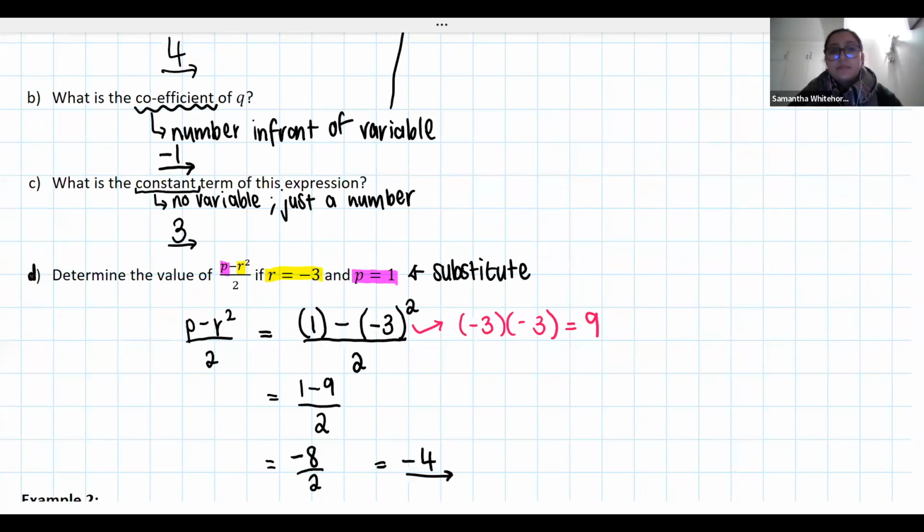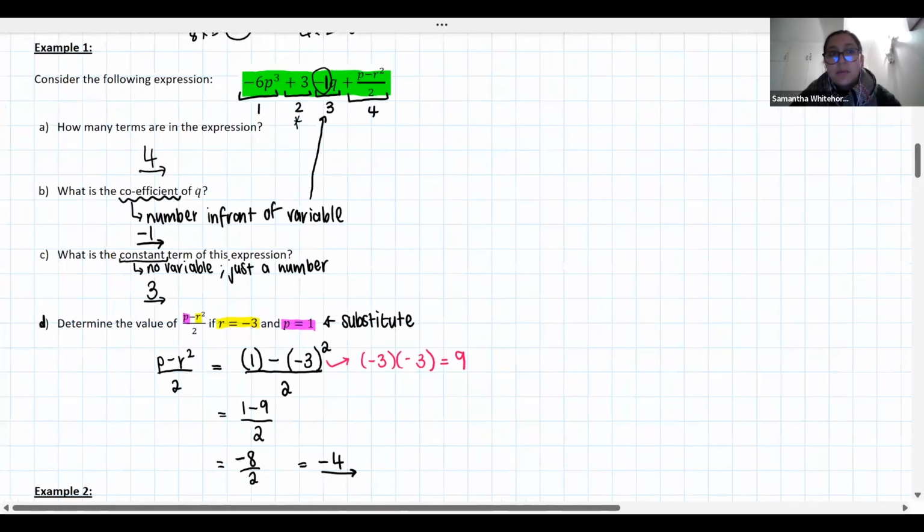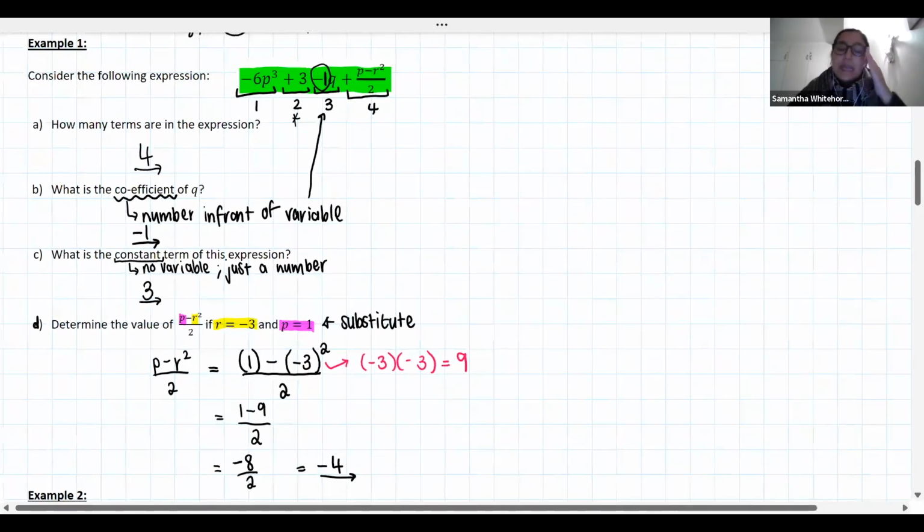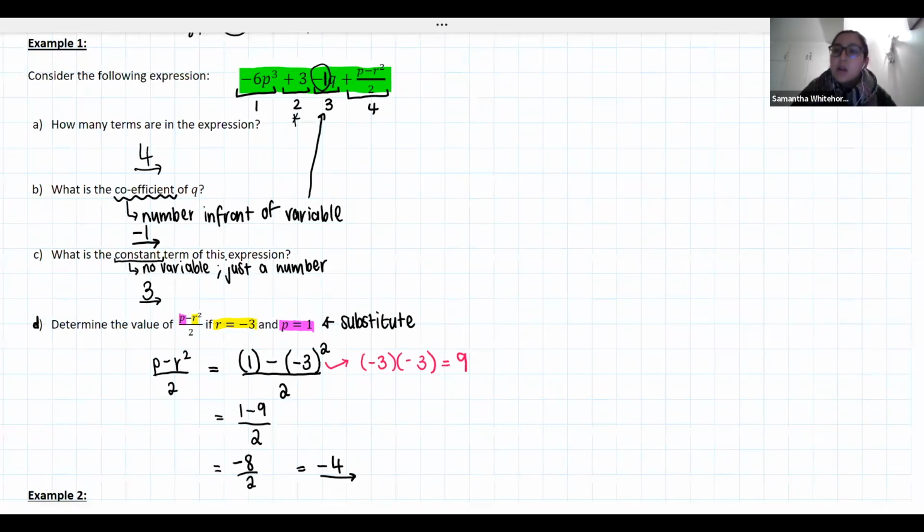Okay, so like I said, this first example is one where we are testing that you understand the terminology. So you understand what terms are, constant term, coefficients, etc., and that you are able to substitute in values and work with that order of operations without a calculator. Yes, you want to check, but you need to be able to show all of your working out.